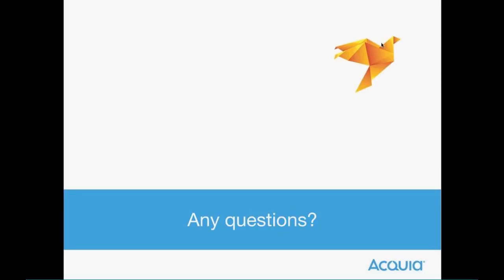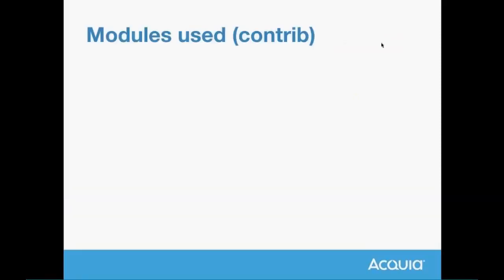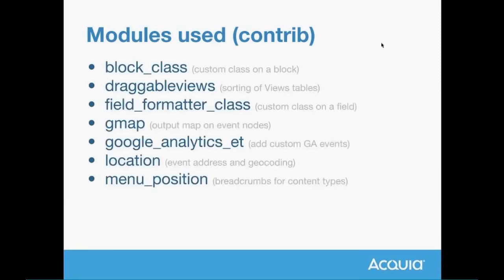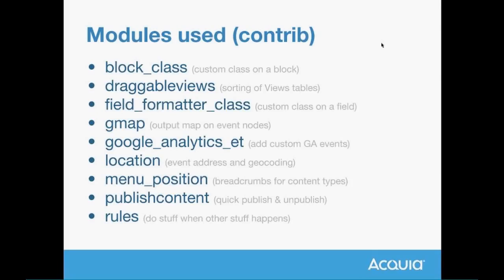I'm just going to show you, on the next slide, some of the modules we used that I may not have mentioned earlier. So one was draggable views. That allows our admin side people to reorder stuff in tables on our course listing views. We want to be able to reorder the courses kind of randomly, so it's easier with draggable views. You just look at the page and you drag it around.